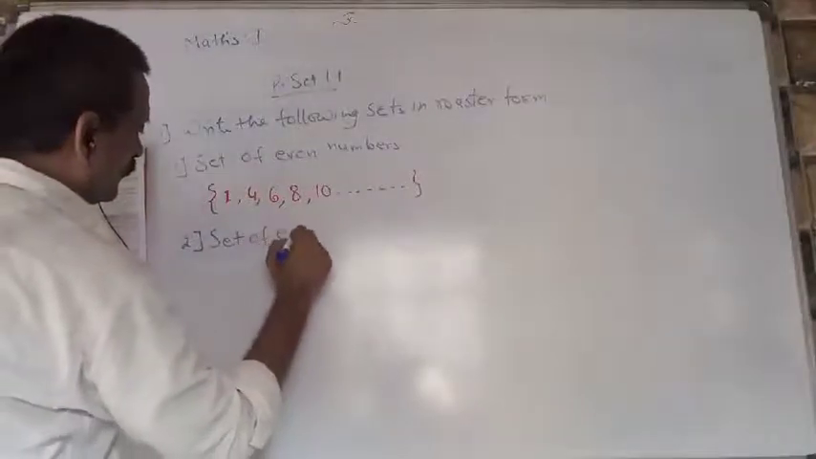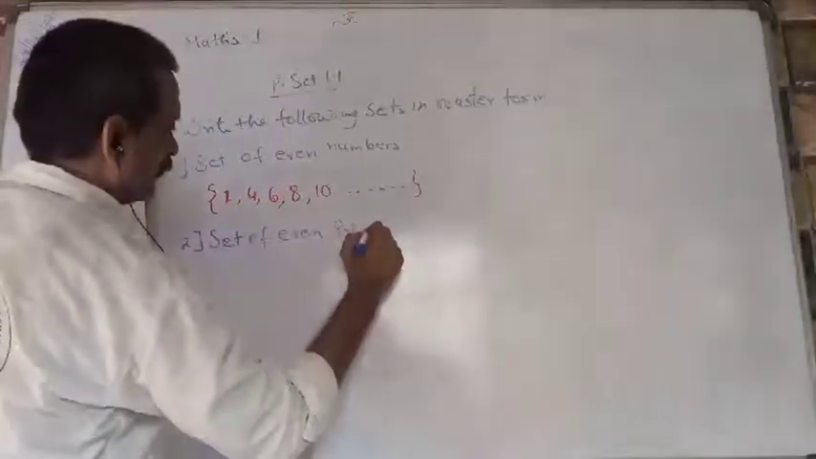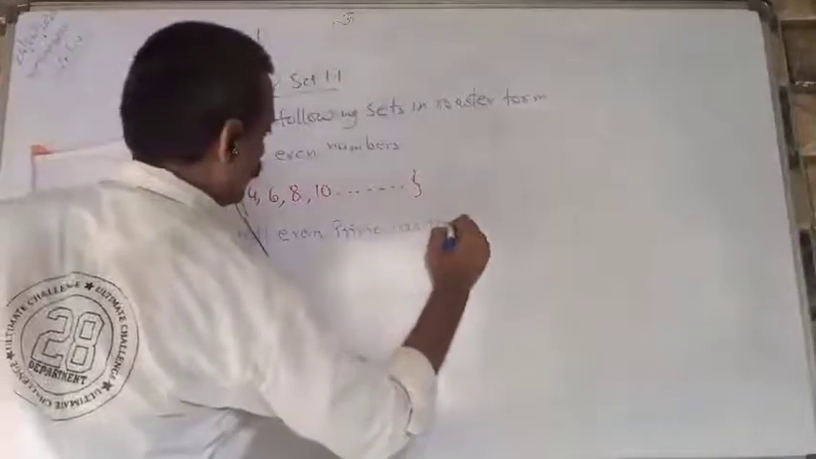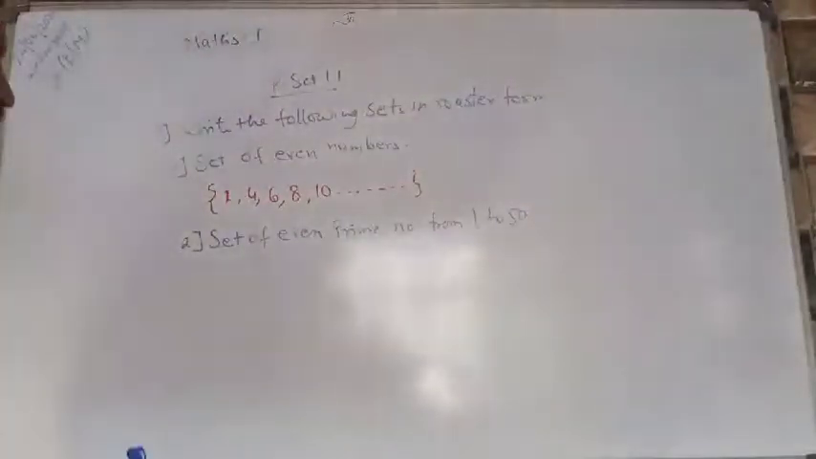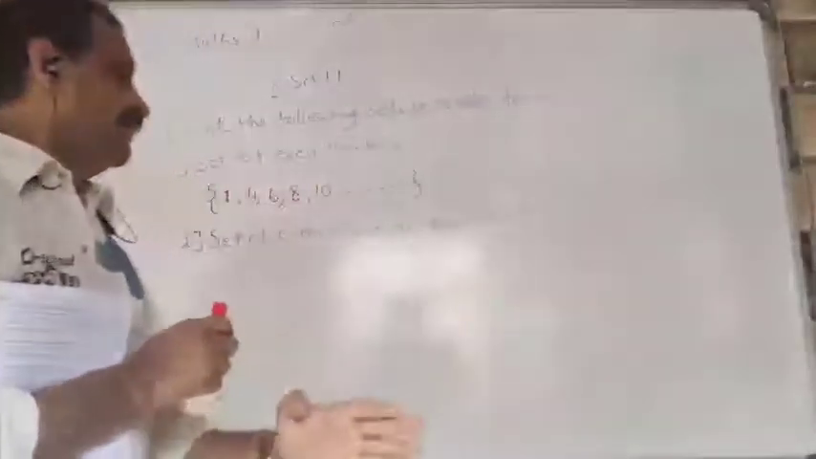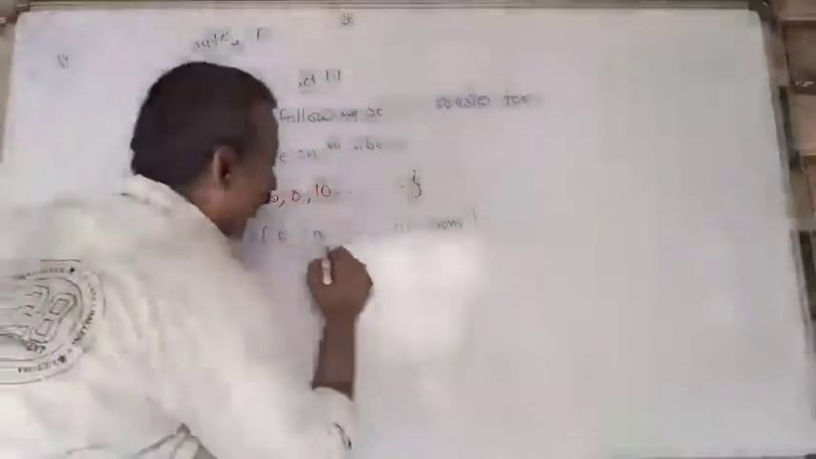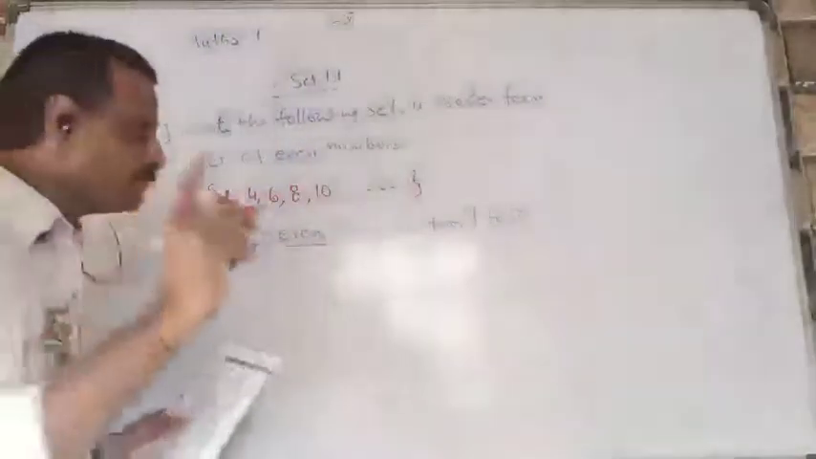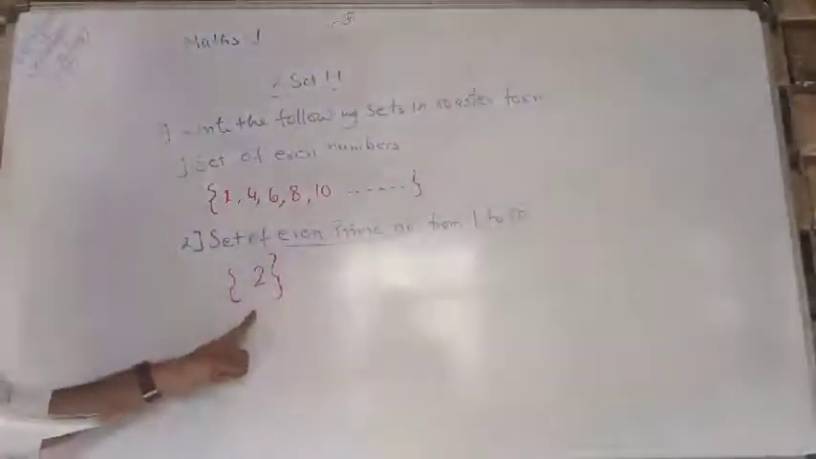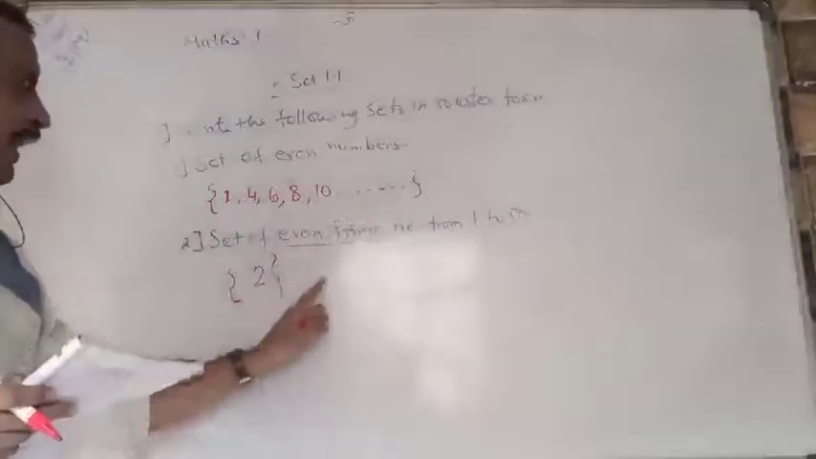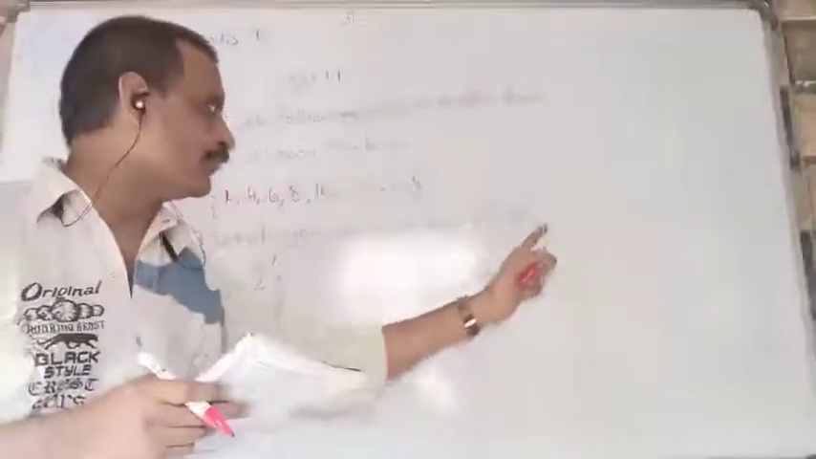Set of even prime numbers from 1 to 50. It's a very interesting question. From 1 to 50, we have only one even prime number, and it is 2. 2 is the only number that is both even and prime between 1 and 50.